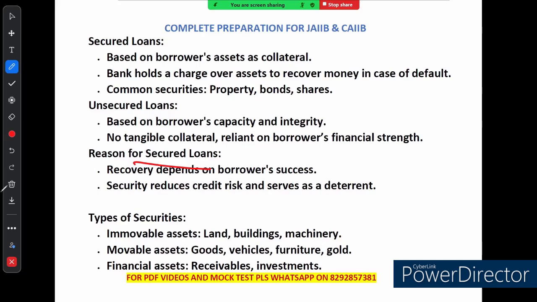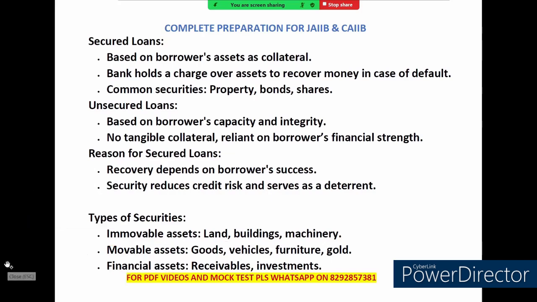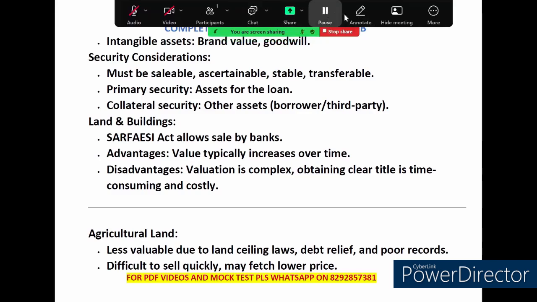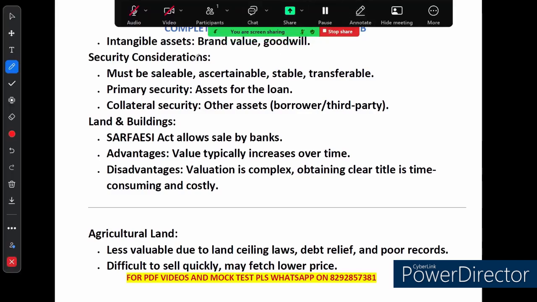Now let's talk about the types of security. See, banks accept different types of assets as security, like immovable assets, which include land and buildings, like movable assets, which include things like cars and gold, like financial assets, which include investments or receivables, right? And the last is intangible assets, which include brand value and goodwill.